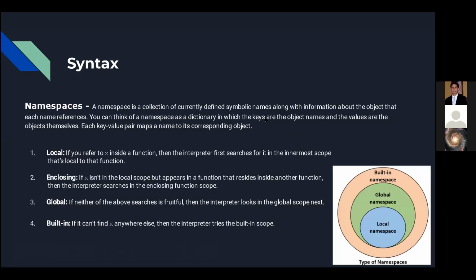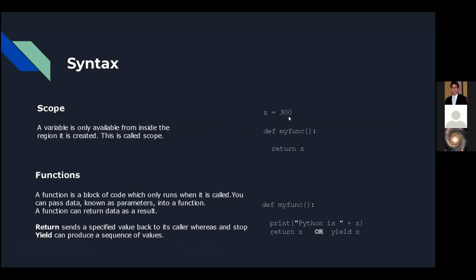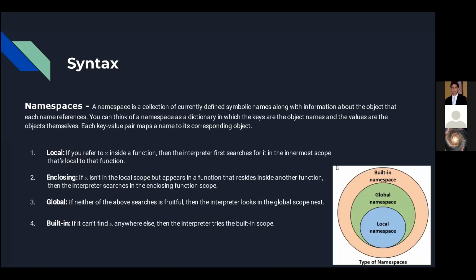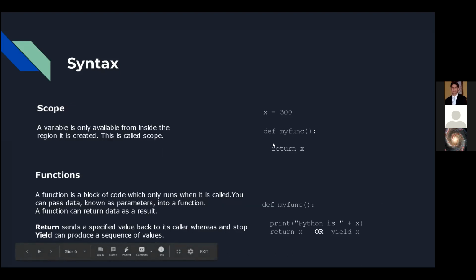For example, in this case, you can see that the x equal to 300 is in the same scope as this function. So this x variable equal to 300, this function can access it because they're in the same circle. You know what I'm saying? In this case it would be the global space. They're in the same global space.